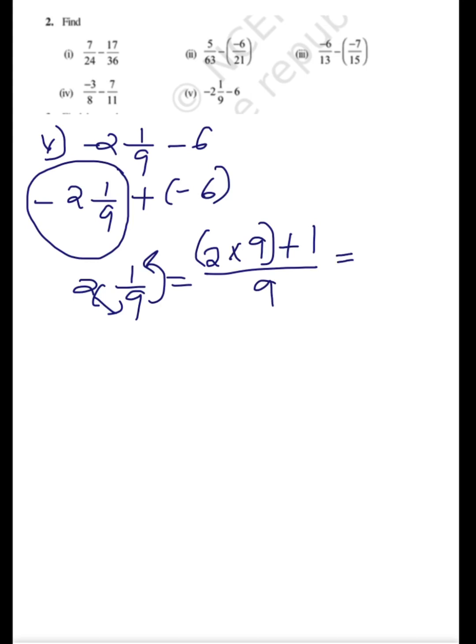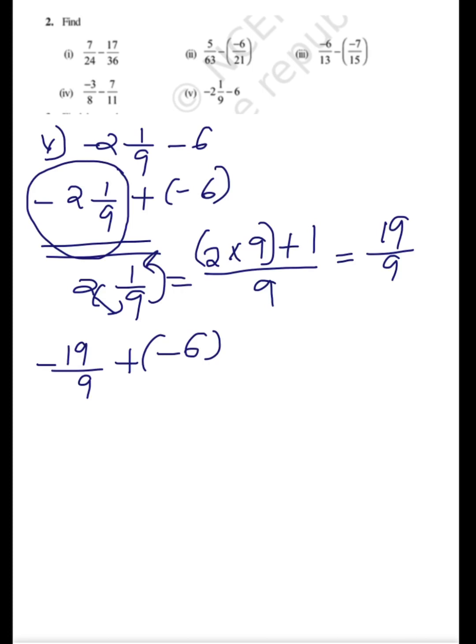So this will be equal to, what is 2 into 9? 18. 18 plus 1, 19. So 19 by 9. Okay, so that instead of this what you can write? Minus 19 by 9. Okay, minus 19 by 9 plus minus 6. Okay, now our question is in this form. Now let's convert. So minus 6 means what? You can write it as minus 6 by 1. Okay, minus 6 and minus 6 by 1 both are equal. So you can write it in this way.